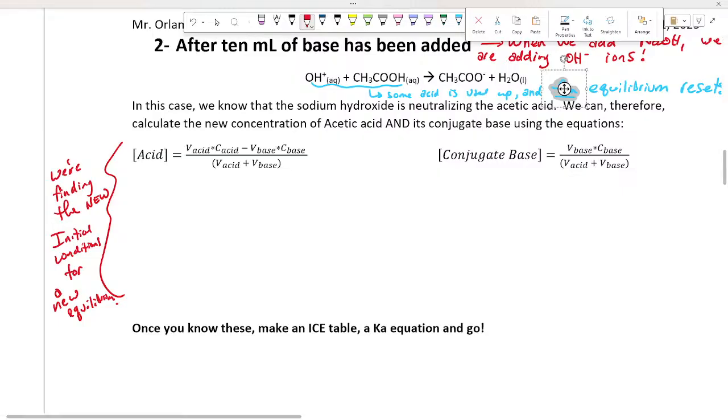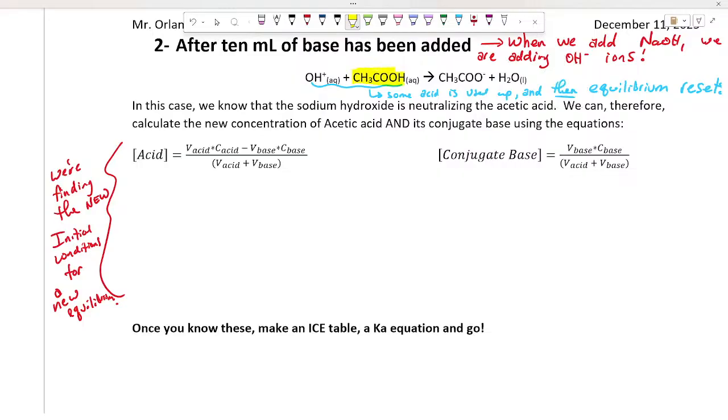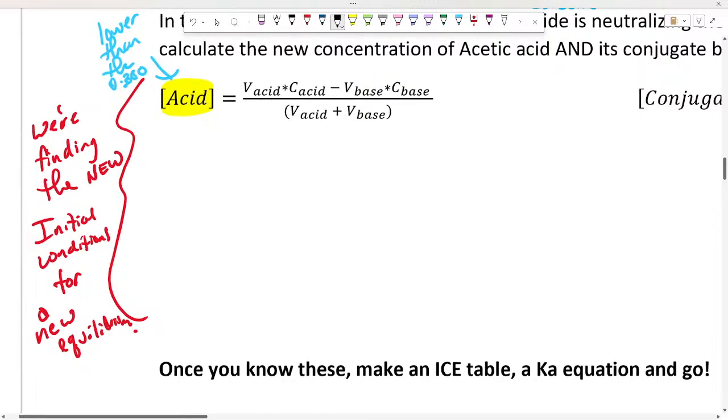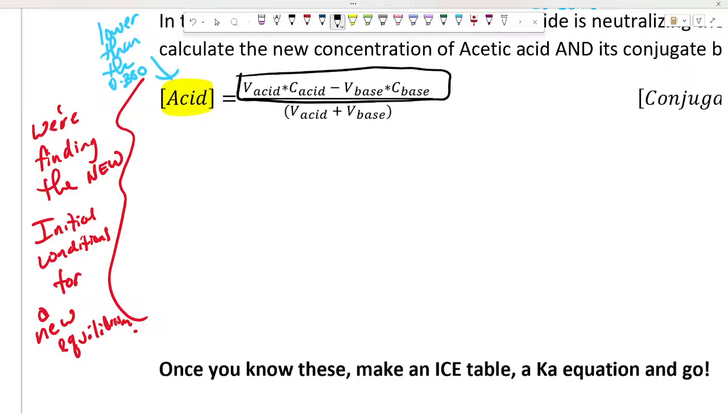New starting conditions. So the concentration of the acid is going to go down. This is going to be lower than the 0.300 we started with. Does that make sense? We're going to use a bunch of it up because it's going to react with our sodium hydroxide. How much is left? Well, it's actually pretty complicated because we're doing two things at once. We're reacting some of it away. That's what we're dealing with here, right?